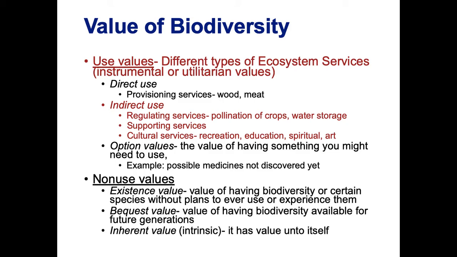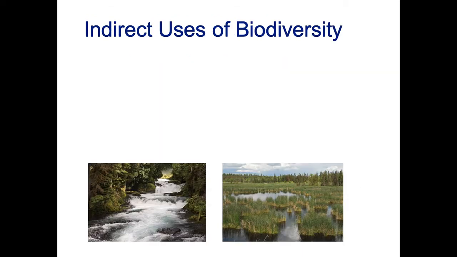So the next type of use value is called indirect use. The direct uses were kind of obvious. They were things we go out and use, and they have market values. Indirect uses are things that we need, like regulating services, supporting services, and cultural services, but they don't always have a direct market value.